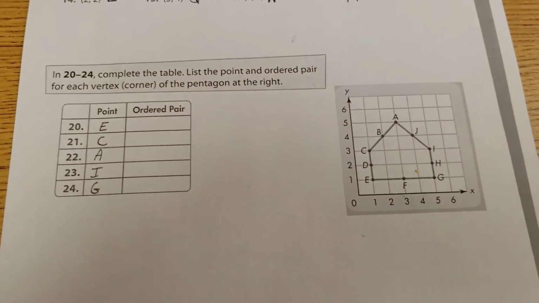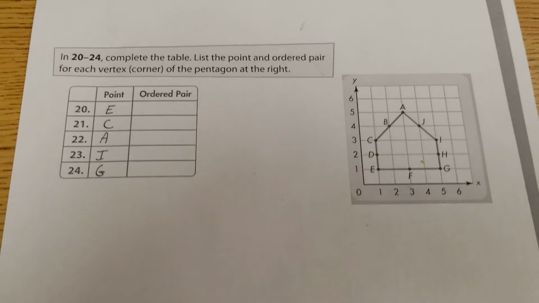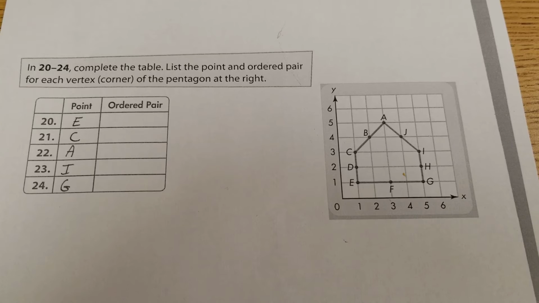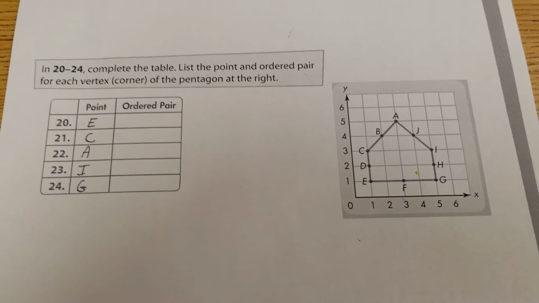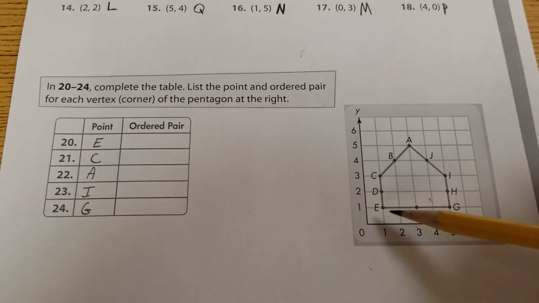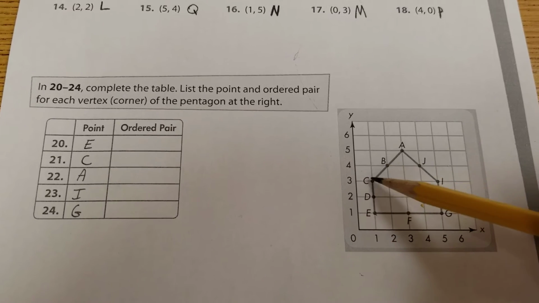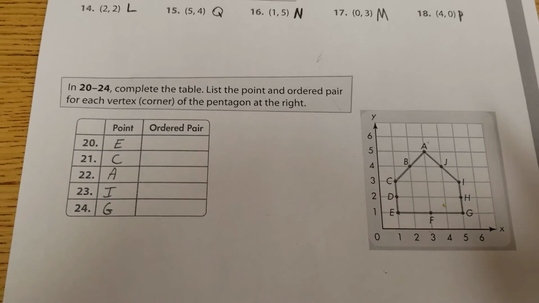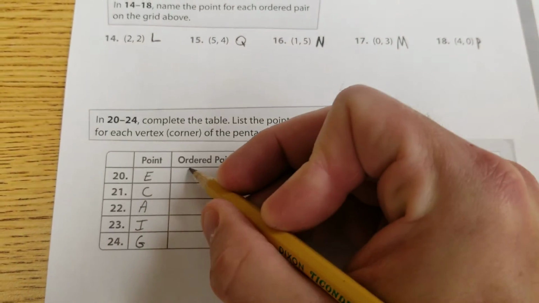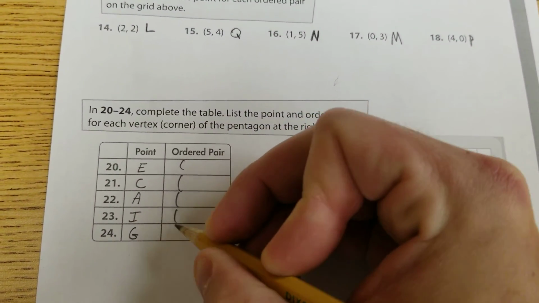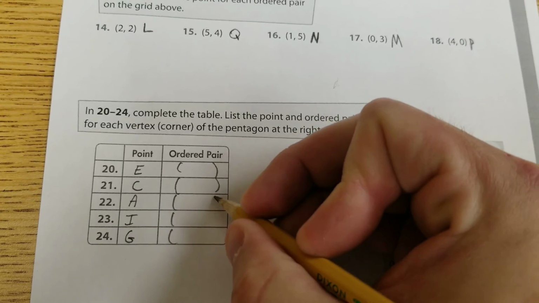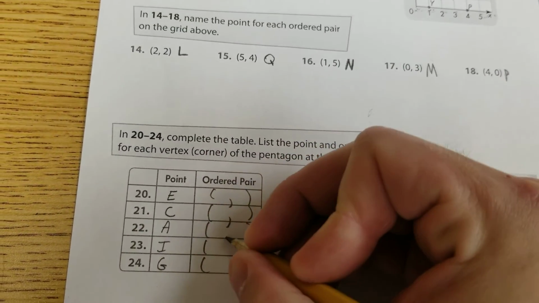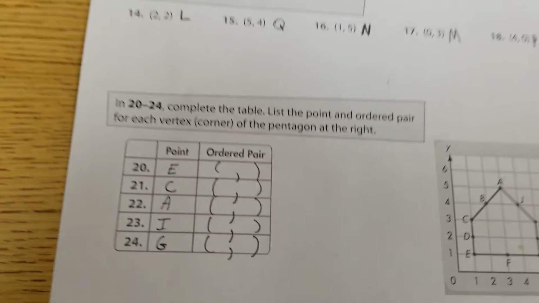For the last one, it says complete the table. List the point and ordered pair for each vertex corner of the pentagon at the right. What I went ahead and did is I listed the corners. I have E, C, A, I, and G. Now I just have to write in the ordered pairs. I know for the ordered pairs I have to have them in parentheses. And there's going to be a comma between the X and the Y.